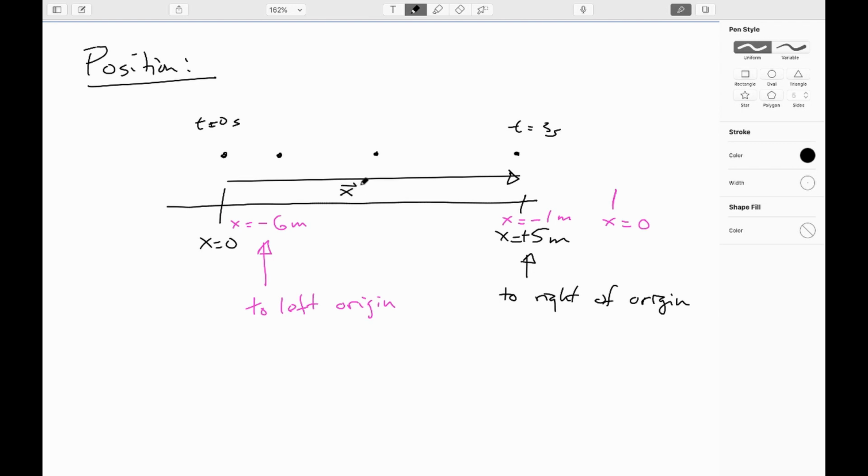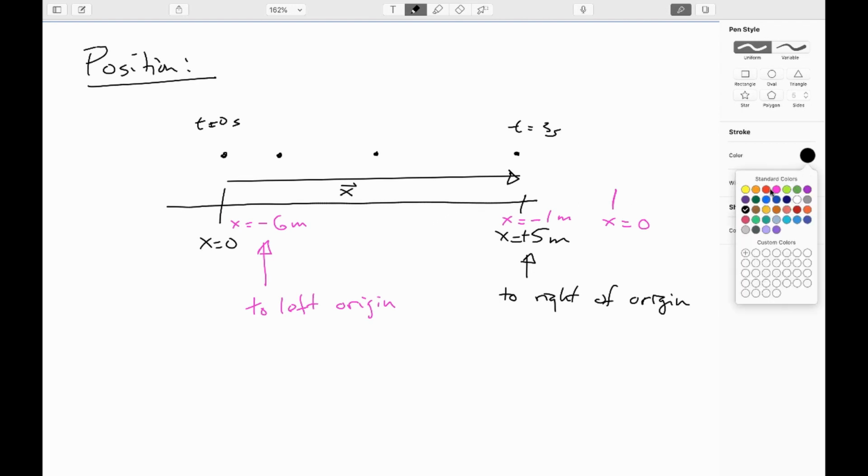You'll notice I stuck this funny little half arrowhead over the x. That is a pretty common way of indicating this is a vector. So I could either say plus 5 meters, where the plus means to the right of the origin, or I could draw an arrow that corresponds in scale to 5 meters, pointing to the right. Those are both equally valid ways to represent the position. In fact, they are equivalent ways.